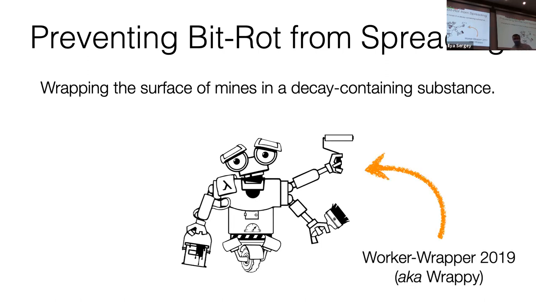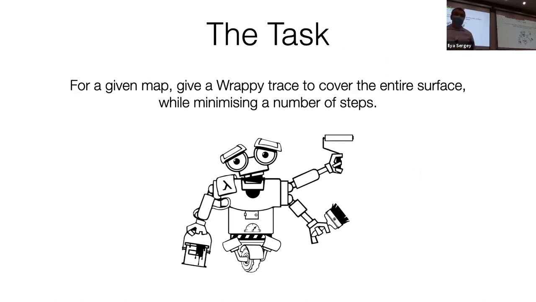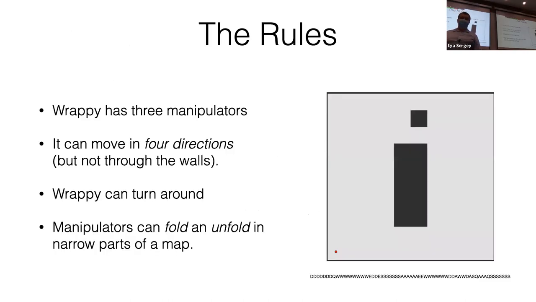And we call him Rappy, or Worker Wrapper. So essentially the problem was dedicated to programming this Rappy robot to cover the surface of a cave with as few steps as possible. Looks simple, right? So this is Rappy. You see the shape; these are its brushes.